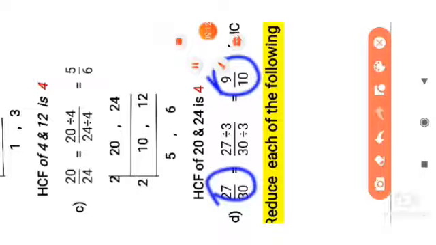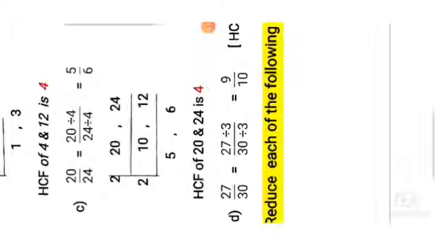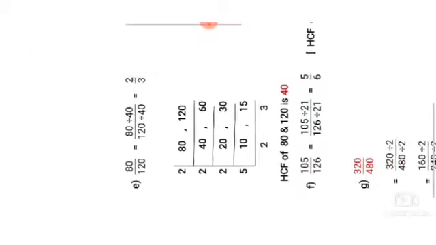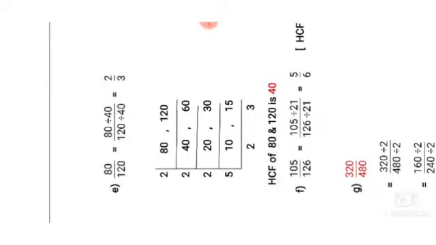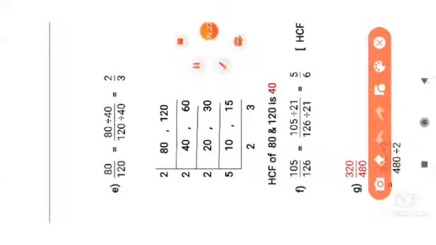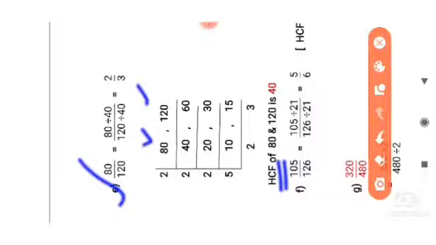Okay, now come to the next sum. This sum I am going to show you. Now here the sum is 80 by 120. In this number, first you will find out the HCF of these two numbers, HCF of 80 and 120. Both are even. So when the numbers are even, undoubtedly you will divide them by 2.